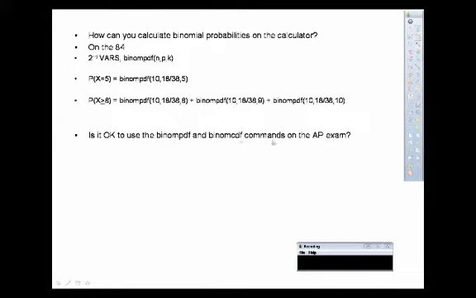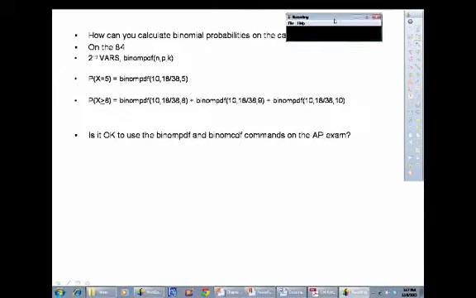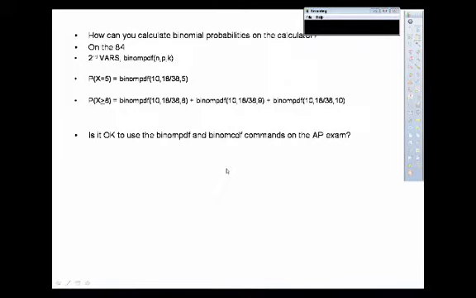Is it okay to use these commands on the AP exam? Well, for at least 8, you can use 1 minus binomial CDF. Okay, so can we use these commands on our AP exam?